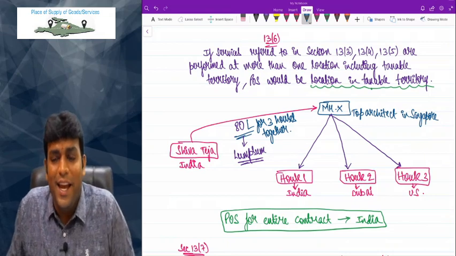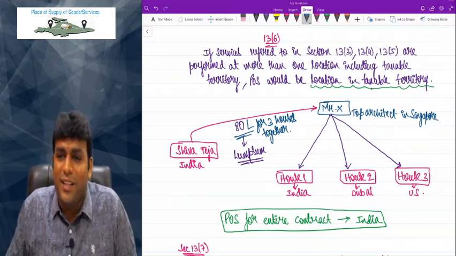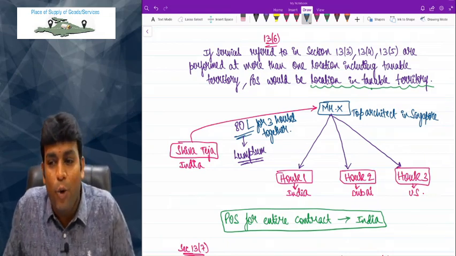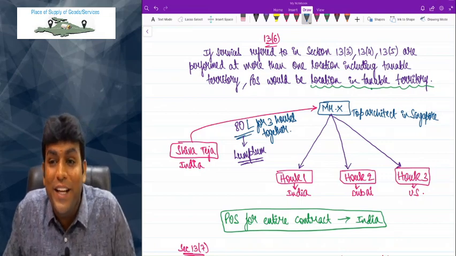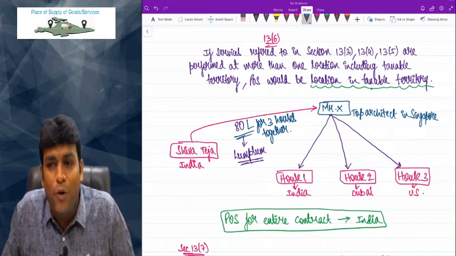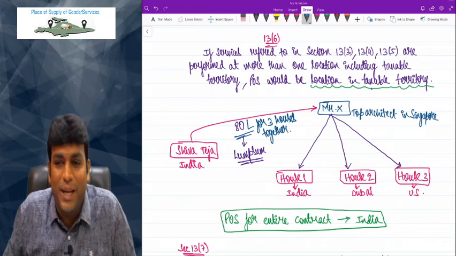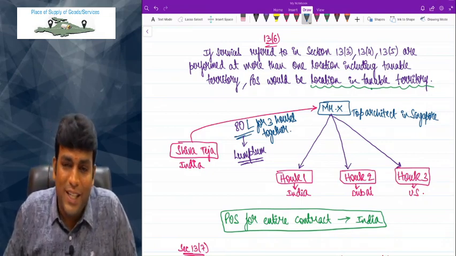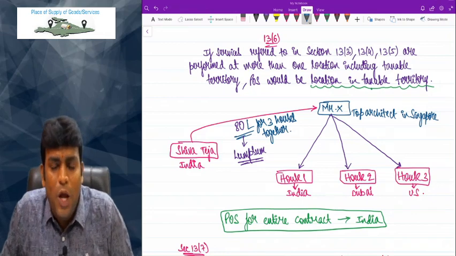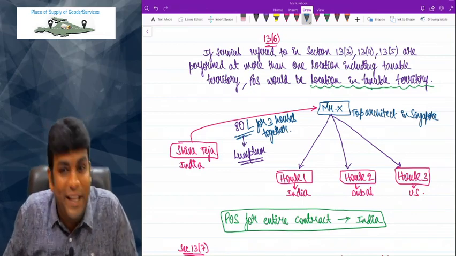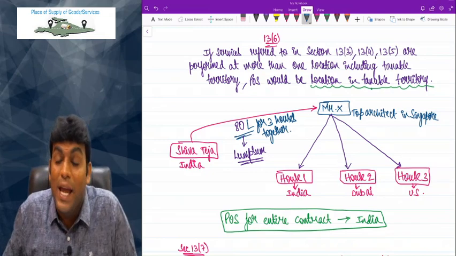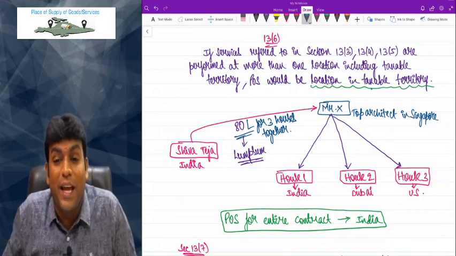What does 13.6 say? If services referred to in 13.3, 4, 5 are performed at more than one location, including the taxable territory, then POS would be the location in the taxable territory. For that I gave an example. So you have to understand that 13.6 is talking about more than one place, including India. And 13.7 is talking about, in India, what if it is more than one state? How will you apportion?